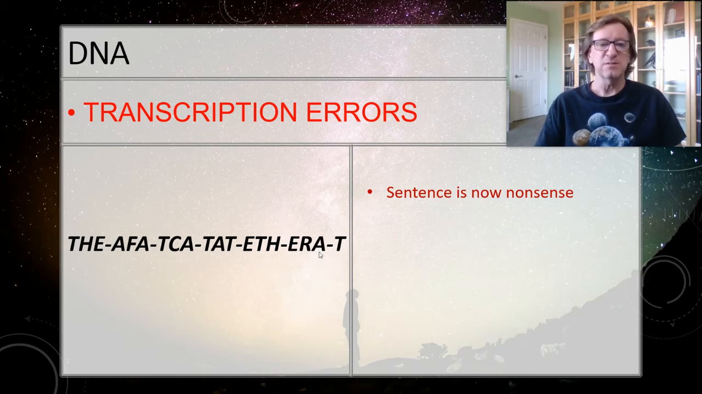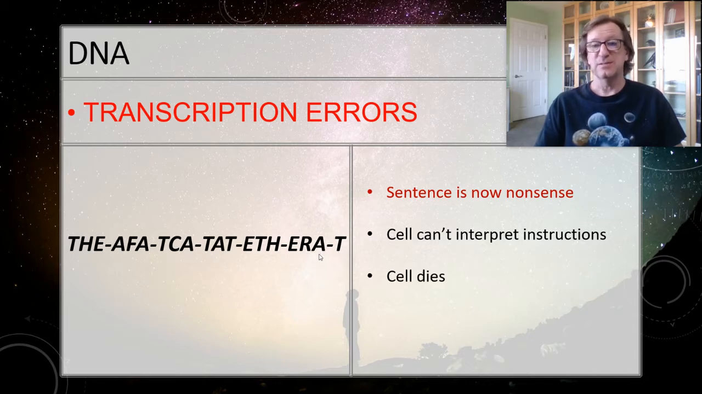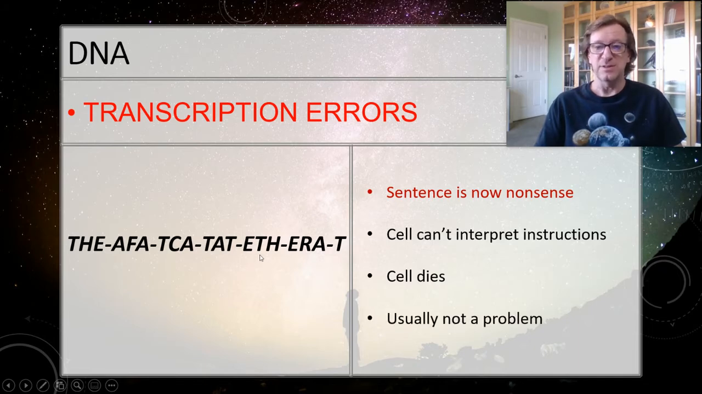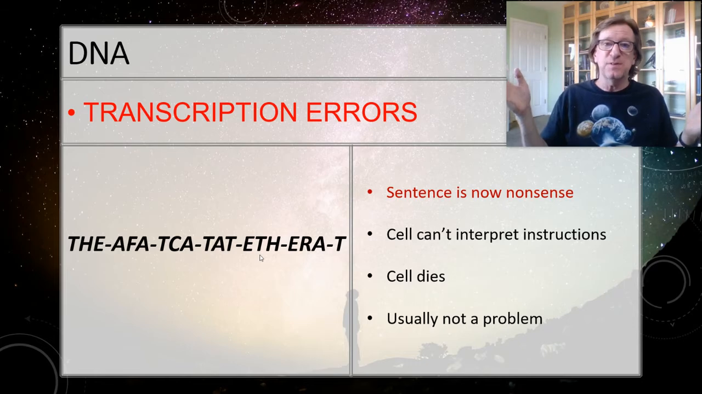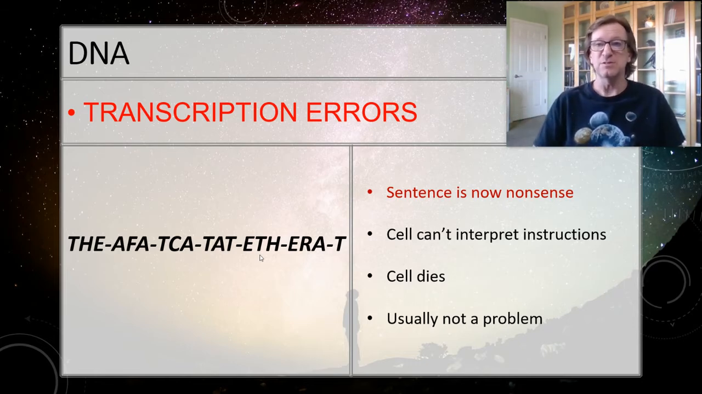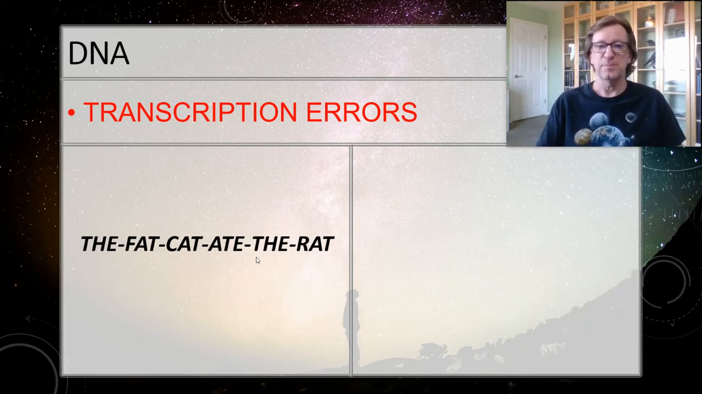And so the cell looks at this and says, I have no idea what it is you're wanting me to do. So the cell just dies. So anytime it gets instructions that it can't understand, the cell dies. This is happening all the time. Out of trillions of duplications, you're going to get a couple of errors in there, and that particular cell just dies. But you have trillions of cells in your body. That's not really going to be a big problem.